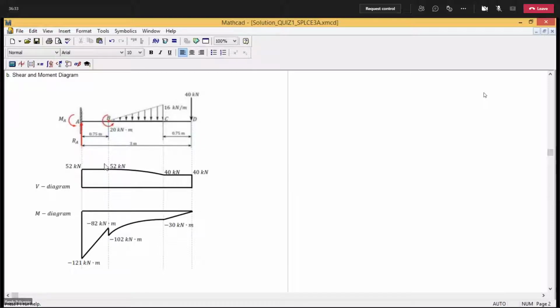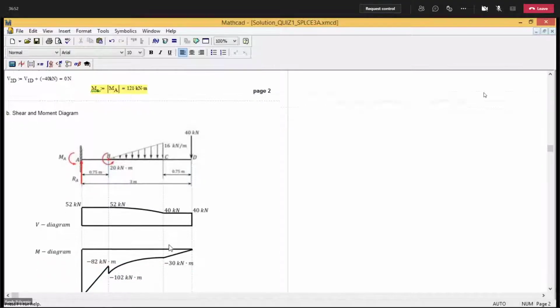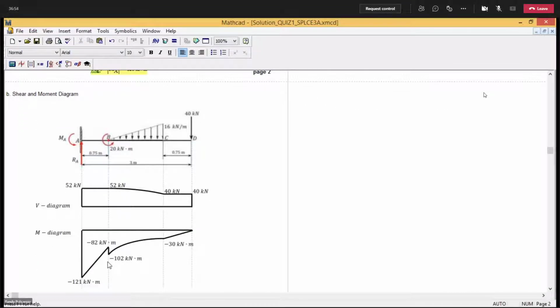Okay? And then after that, your moment at B is negative 102. So just connect that. And then when we get to C, our computed moment is negative 30. So how do we connect it from negative 102? Look at your diagram in your shear.